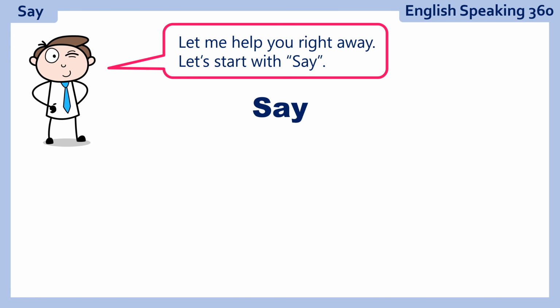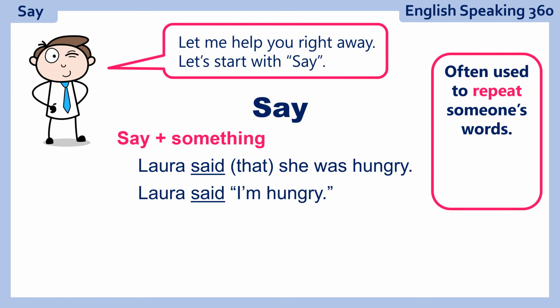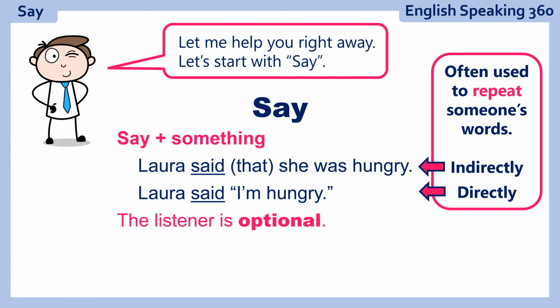Let's start with the verb say. It's say something. For example, Laura said she was hungry, or Laura said that she was hungry. That is optional. You can also say, Laura said, I'm hungry. Good? So say is often used to repeat someone's words, either indirectly or directly. The listener, however, is optional.